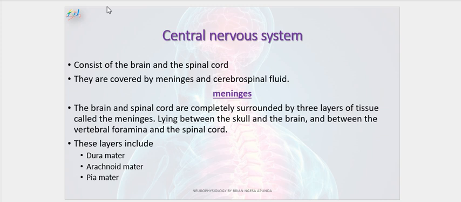So firstly, we have the meninges. We've said that these are tissues that normally cover the brain and the spinal cord. If you look at the meninges, we have three layers. In the brain, they lie between the skull and the brain, and between the vertebral foramina and the spinal cord. The vertebral foramina, remember, is the bone canal that houses the spinal cord.